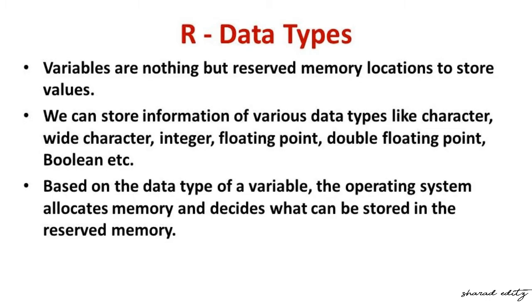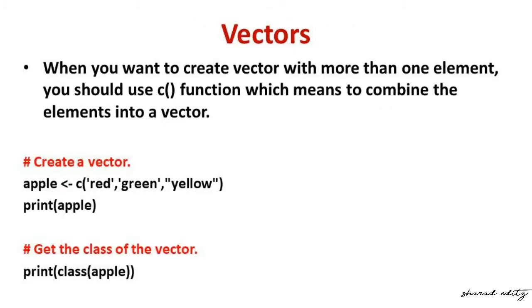A variable is any object whose value varies during program execution. When we assign a value to a variable, a particular memory is reserved to store that value. We can store information of different data types like character, integer, floating point, boolean, etc. Based on the data type of a variable, the operating system allocates memory and decides what can be stored in the reserved memory. A vector is the simplest type of data structure in R.